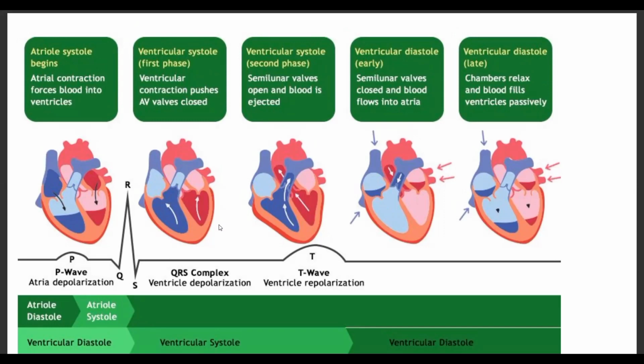So during this complete cardiac diastole, I told you diastole means relax. So both the atria and the ventricles get relaxed during this complete cardiac diastole. Right? So they get relaxed and blood returns to the heart.